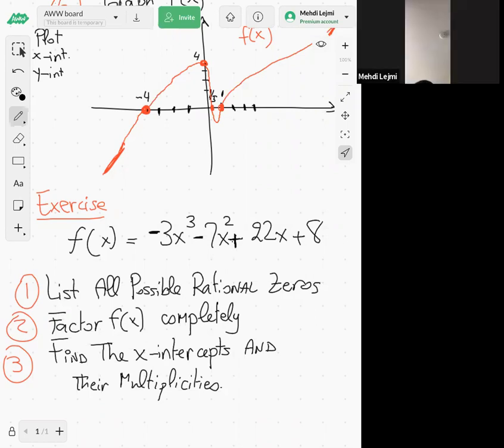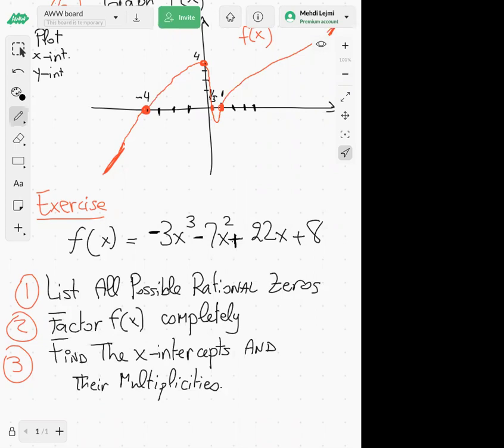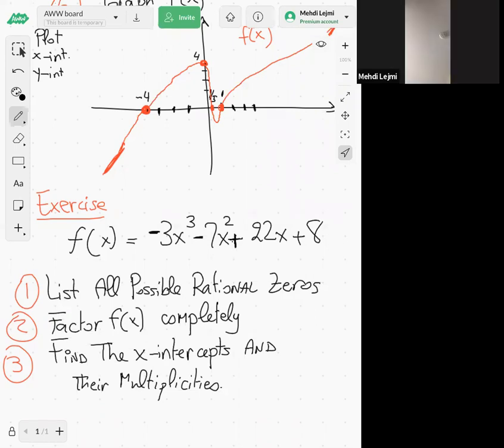So any guess for the x-intercepts? What will be the x-intercepts of f of x? I'm not even at that step yet. I need a few more minutes. All right.